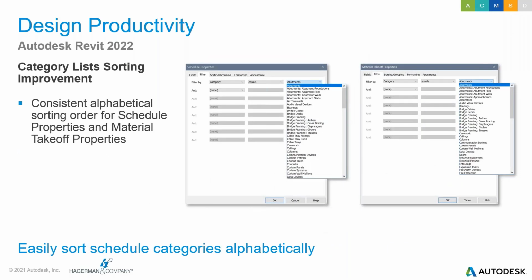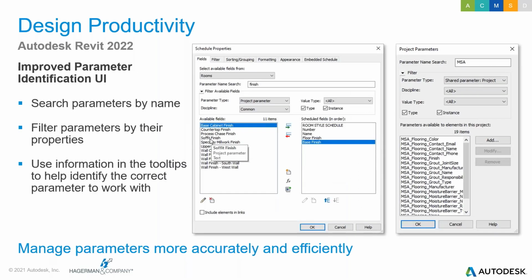All right. So new in 22 is a nice category list sorting improvement, now consistent with an alphabetical sorting order for schedule properties and material takeoff properties. I don't think I ran across this issue in the past, but I'm happy to know it will now be easier to find schedule properties that I need. Just a short little slide there.